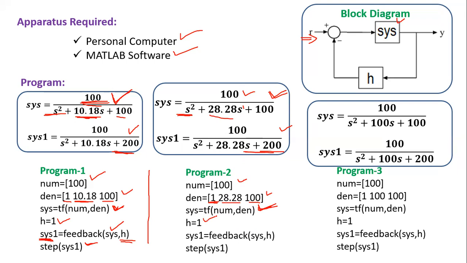Next we need to give the feedback element. We are assuming h equal to 1. A combination of the already existing system and the feedback element will give the closed loop system. For the closed loop system, we are applying a step input.